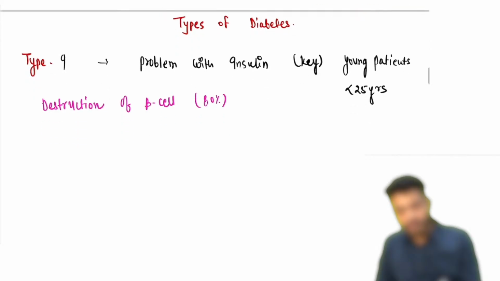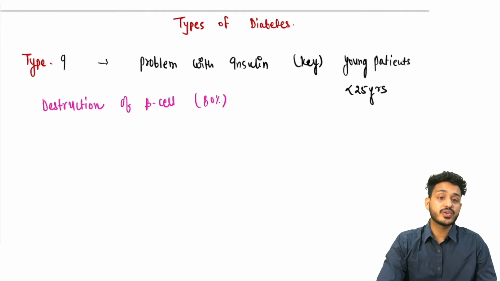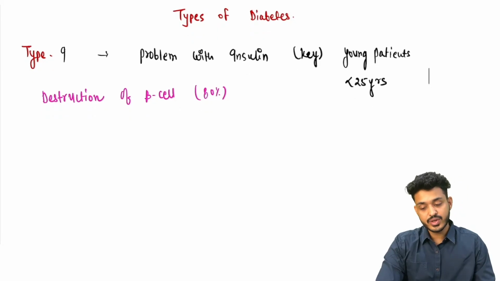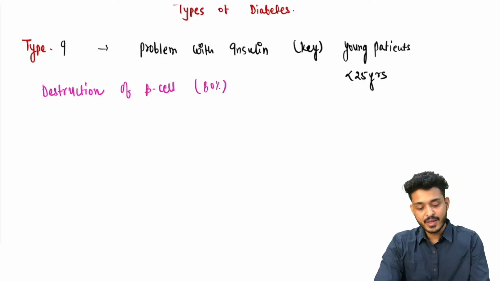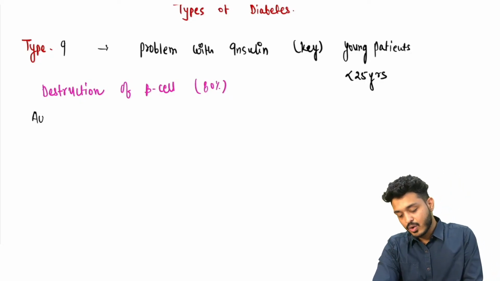So if there are no beta cells, what is going to happen? How are you going to make insulin? If you are not going to make insulin, you are not going to open the lock. You will be continuously having what? Hyperglycemia. Second thing, this is going to be an autoimmune disorder.